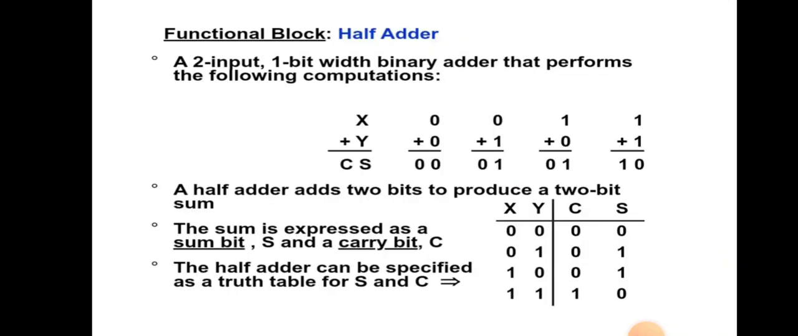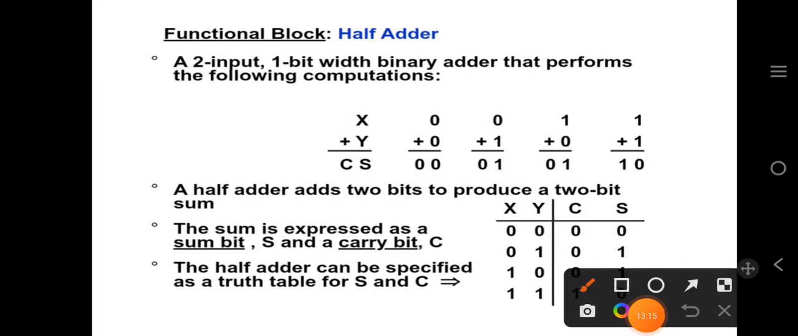The functional block of half adder. A 2 input 1 bit width binary adder that performs the following computation. So it means there are two inputs, but which type of inputs are there? It is a 1 bit binary input. So this is a general example of input, two inputs X and Y, and the output is sum and carry. So 4 combinations will be there.